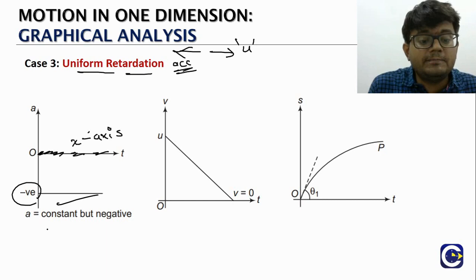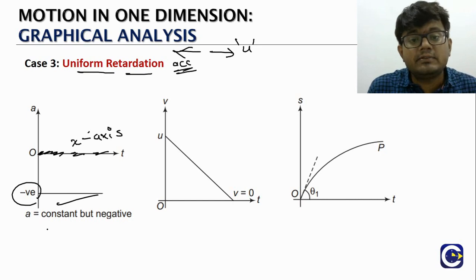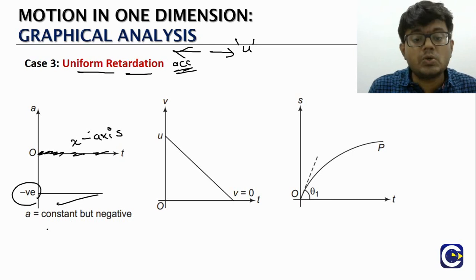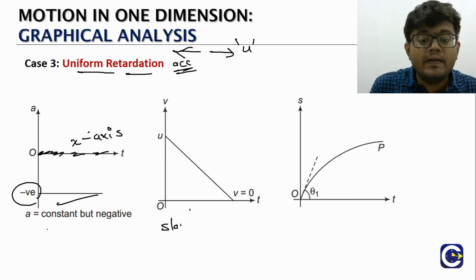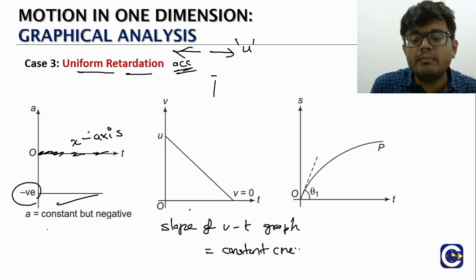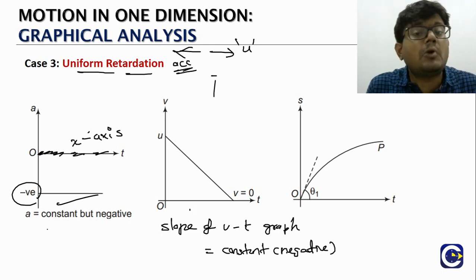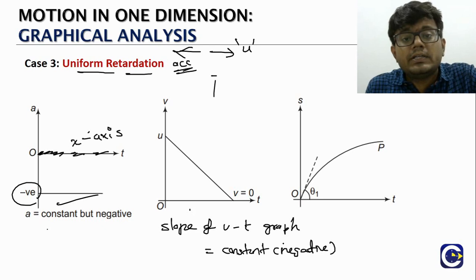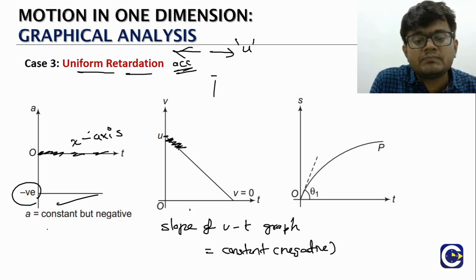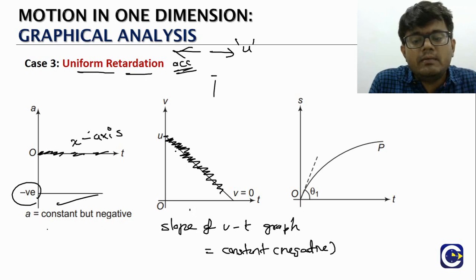What about the velocity time graph? Here the velocity will keep on decreasing, but the slope of the velocity time graph should be constant. It will be negative, but constant. When is it possible? When we have a straight line. Correct. So look at it, this is our straight line. If you start from the initial velocity u, it will be a straight line.